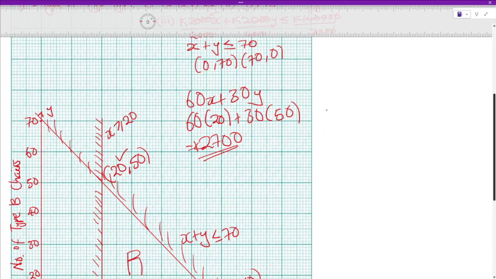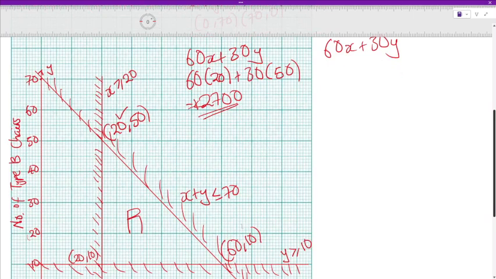How about the other coordinates? So the formula is 60x plus 30y. The other coordinates for testing are 60 comma 10. Where there is an x, I'll put a 60 times, not really times, plus 30 times 10. Since it's 60 comma 10, what does that give us? So 60 times 60 plus 30 times 10.